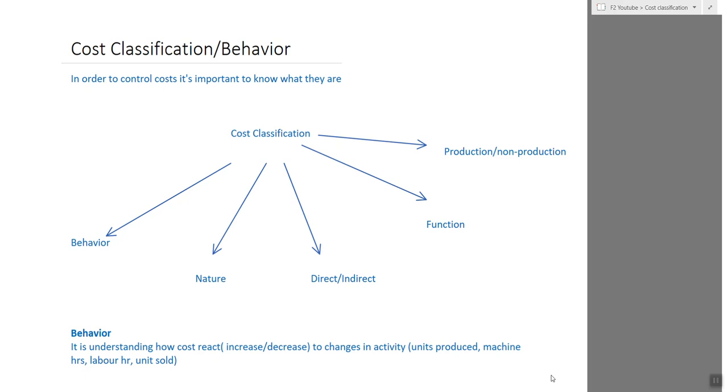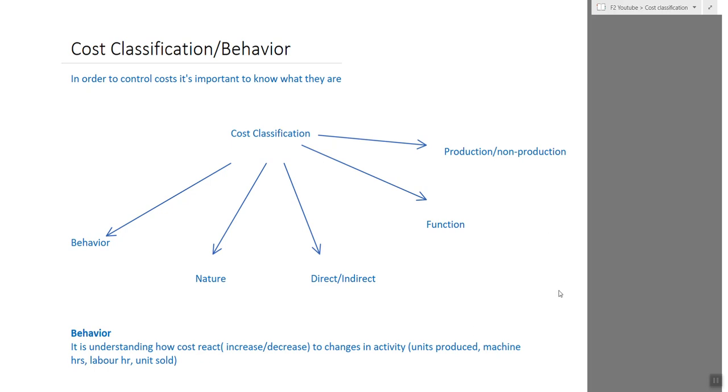Okay, costs can be classified into different categories. They can be classified according to behavior. They can be classified according to nature, direct and indirect, function, and production and non-production. Our primary focus in this video is behavior.